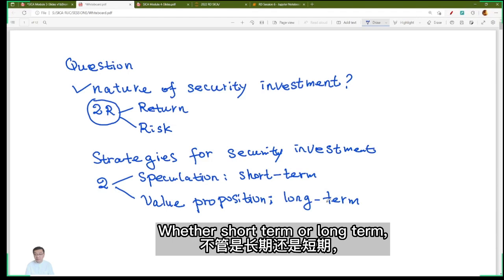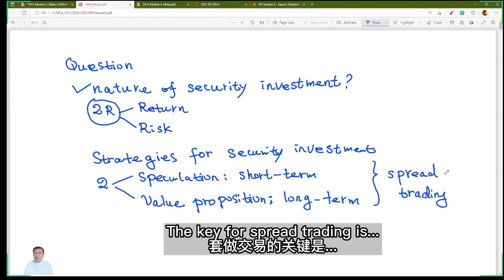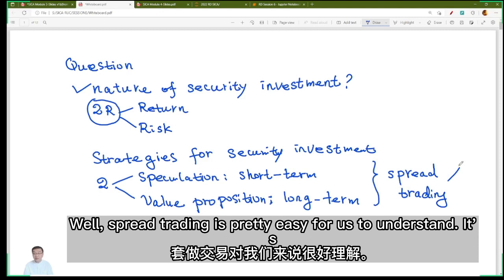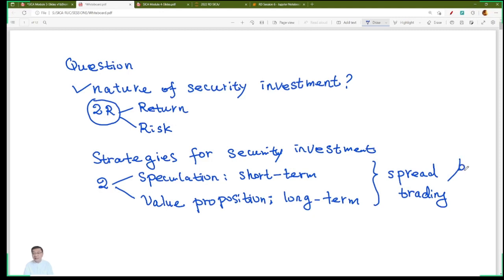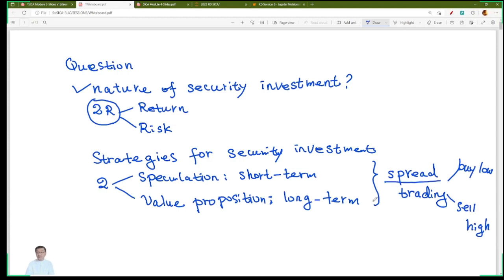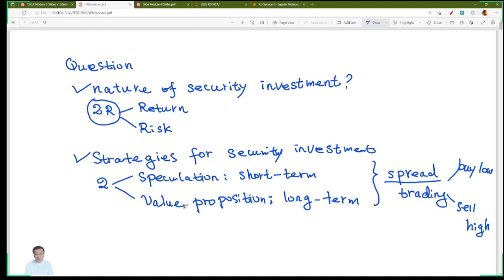Whether short term or long term, they are looking for spread trading. Spread trading is pretty easy for us to understand: buy low and sell high. Then we can earn the spread, right? This is the fundamental strategy for security investment.